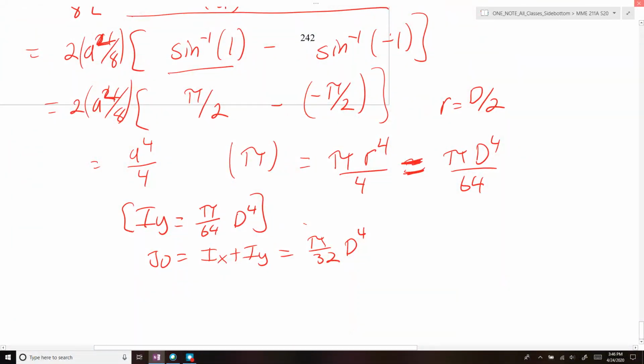Most of these problems are just integrals. The main thing is knowing how to set up the integral in order to get the correct answer. That's all. And that concludes this problem on the moment of inertia of a circle.